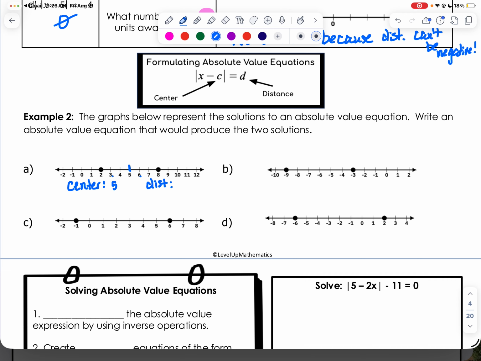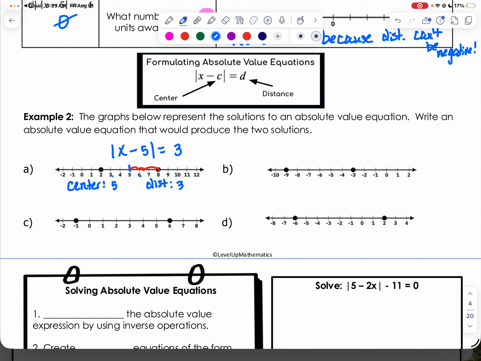Now, to get your distance, count from the center, how many units is it to each solution? So 1, 2, 3. So our distance is 3. Now, to write the absolute value equation, you would simply say x minus the center, the absolute value of x minus 5, is equal to the distance. In other words, what two numbers are 3 units away from 5?